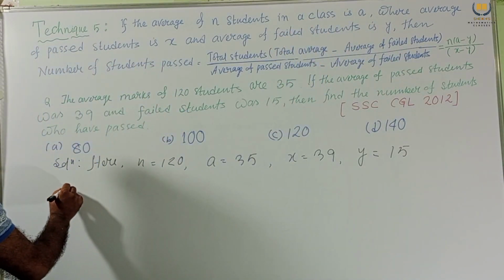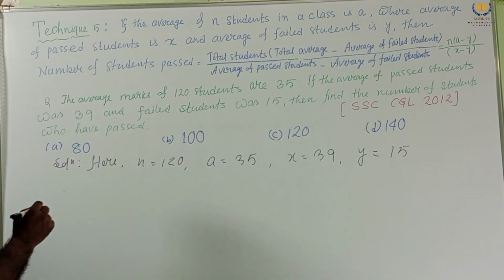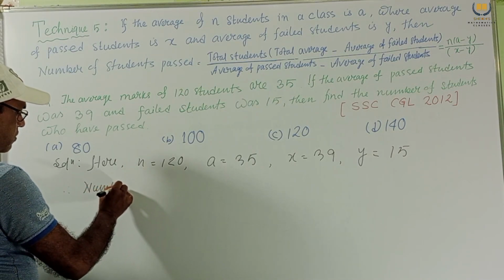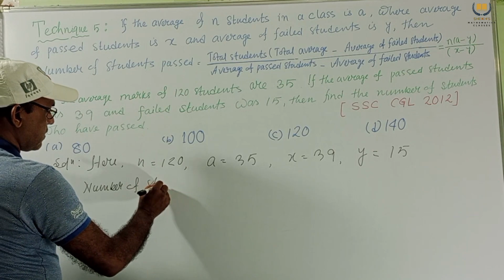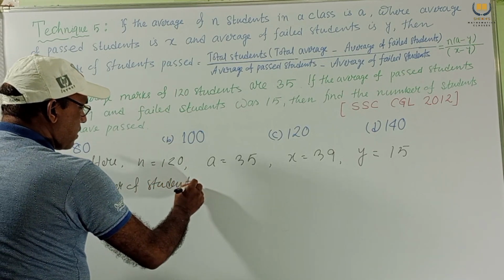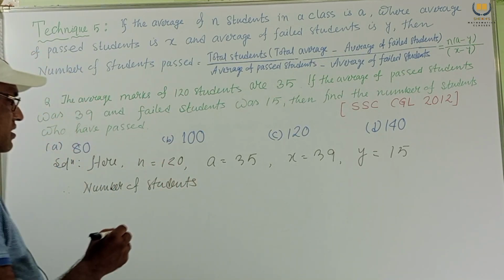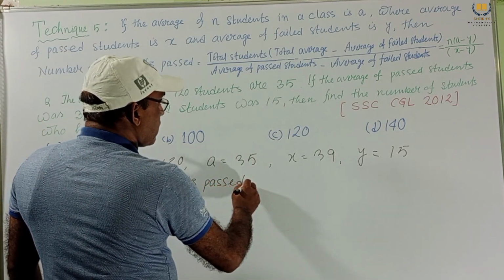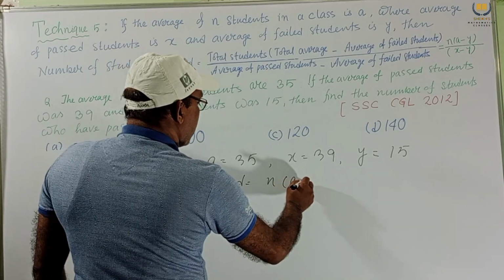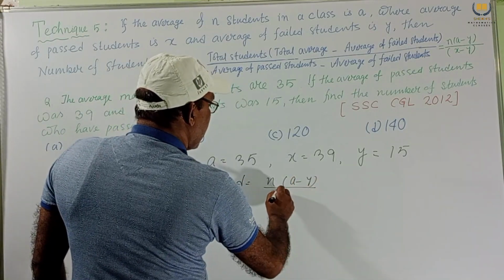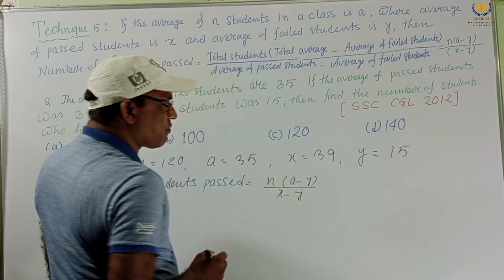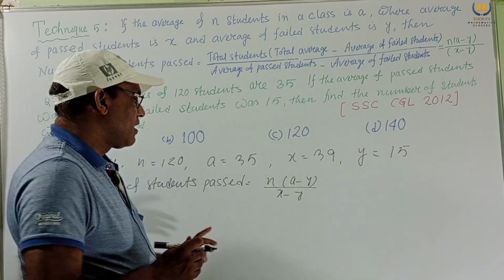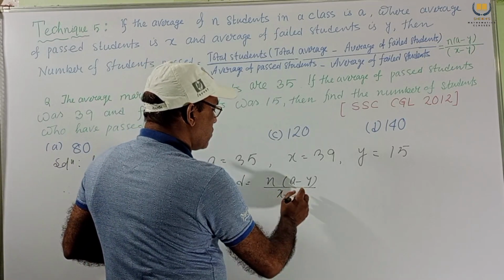Therefore, the number of students passed equals n into (A minus Y) by (X minus Y). The shortcut formula, n into (A minus Y) by (X minus Y). So this is our formula.